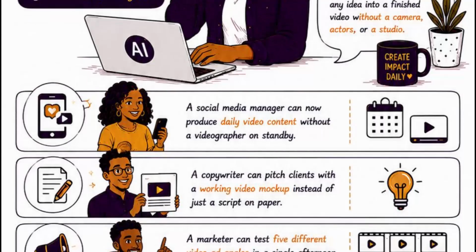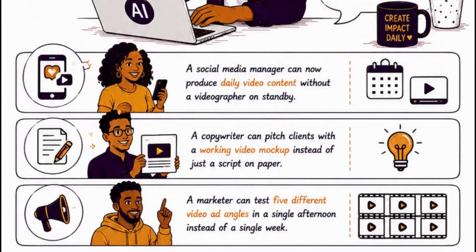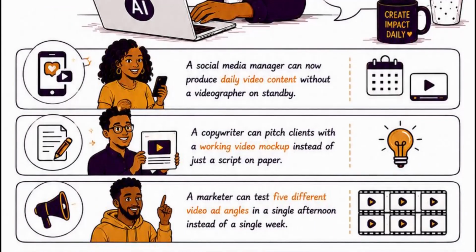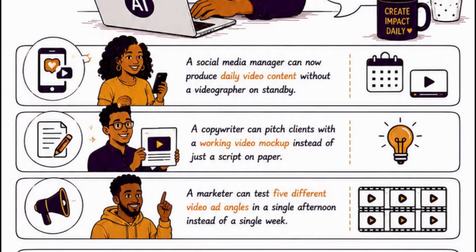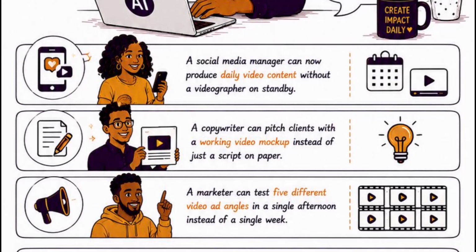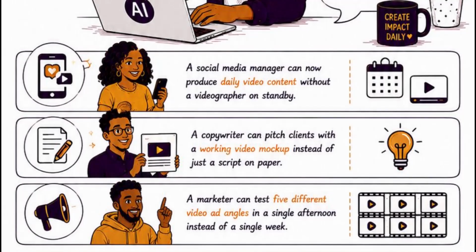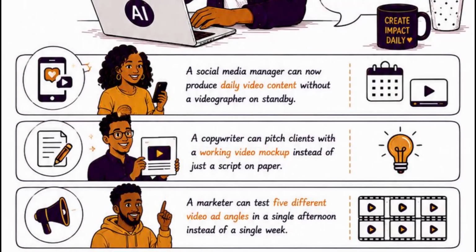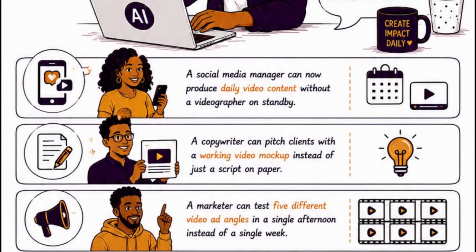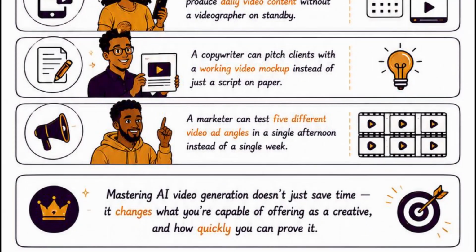This single skill compounds across everything else you do as a creative. A social media manager can now produce daily video content without a videographer on standby. A copywriter can pitch clients with a working video mock-up instead of just a script on paper. A marketer can test 5 different videos, angles, and goals in a single afternoon instead of a single week. Mastering AI video generation doesn't just save time, it changes what you're capable of offering as a creative and how quickly you can improve it.